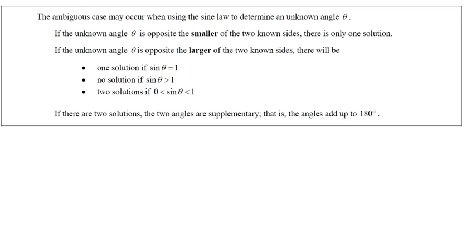The ambiguous case may occur when you're using the sine law to determine an unknown angle. It won't happen if you have an unknown side. Okay? So think, what does the sine law look like? A over sine A equals B over sine B. Let's just use two of them. Okay, now I need a known pair, right? You have to have a pair that you know.